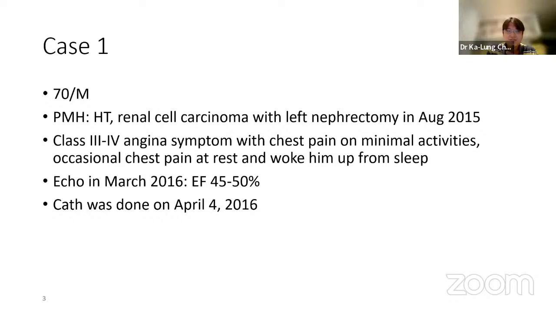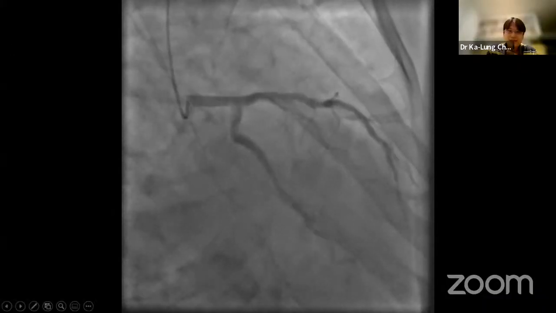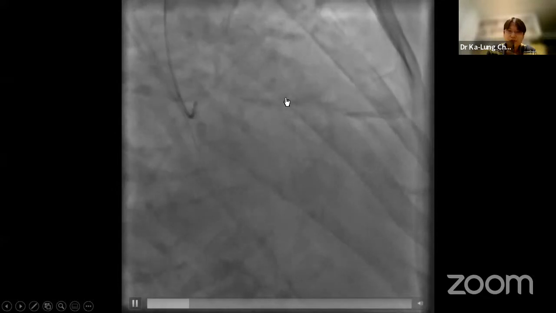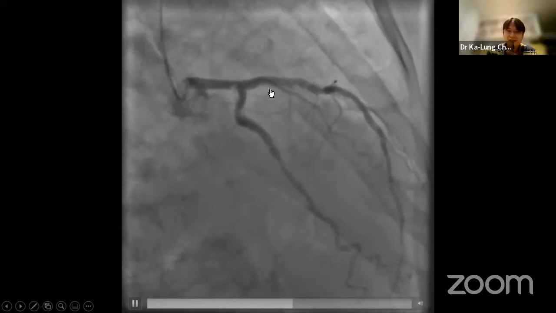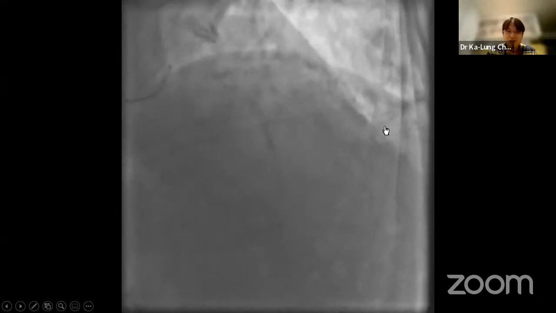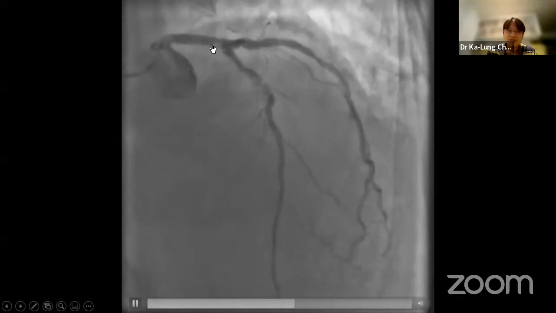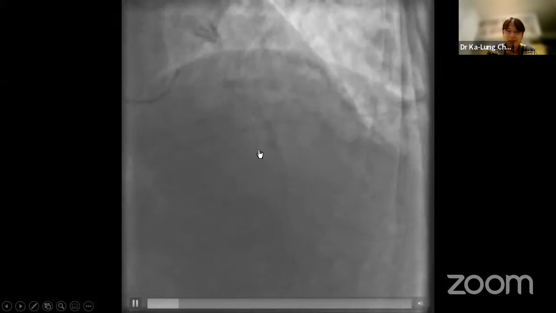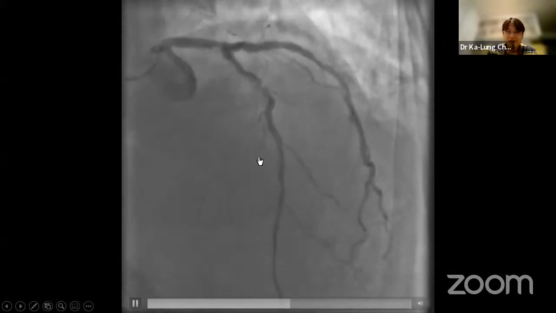He presented with unstable angina with minimal chest pain on minimal exertion, and also an occasional rest pain. Echo ejection fraction was slightly impaired. You can see there is a calcium nodule in the distal left main, and also severe calcified proximal to mid stenosis. This is another view showing an eccentric calcified nodule in the distal left main, and also a significant proximal to mid LAD calcified lesion.